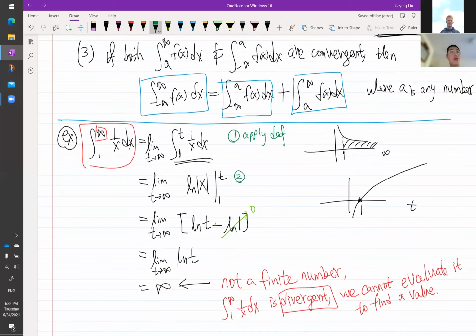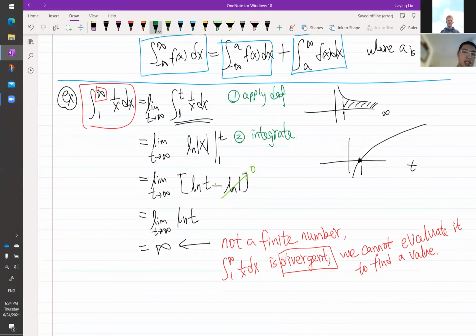Why the extra variable? You're probably saying, oh, why can't I just drop the limit and go from 1 to infinity and then plug in infinity, right? You can't really. You probably think, why don't I just do natural log of absolute value of x from 1 to infinity, and then plug in infinity minus natural log of 1? You probably think like that.